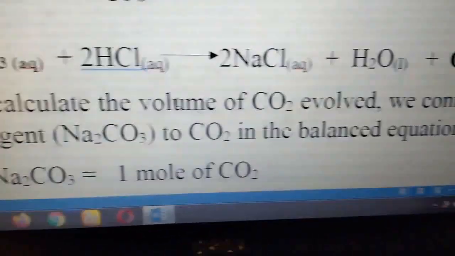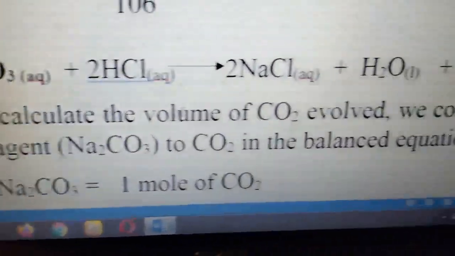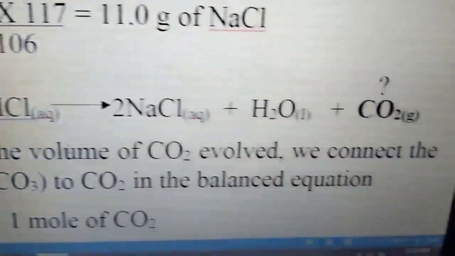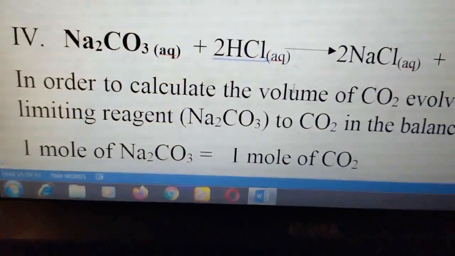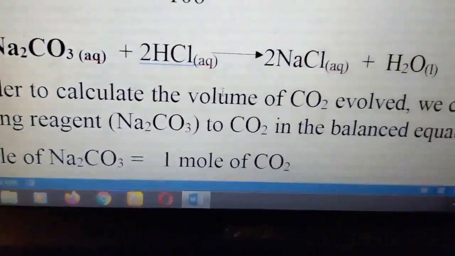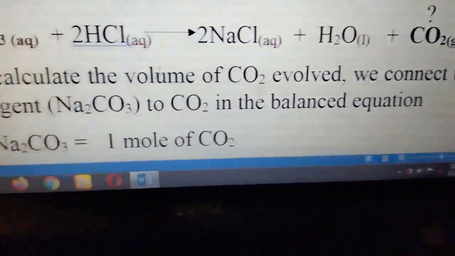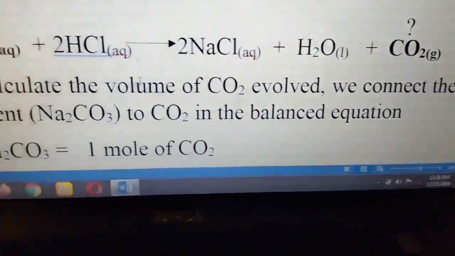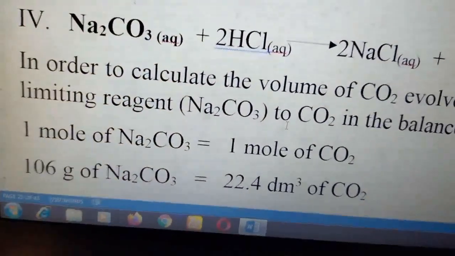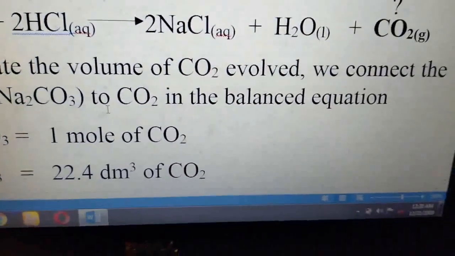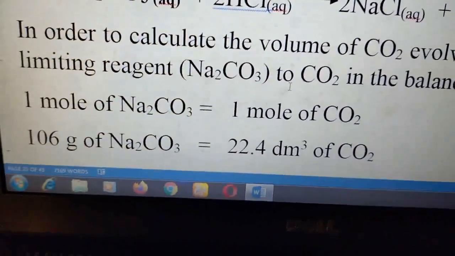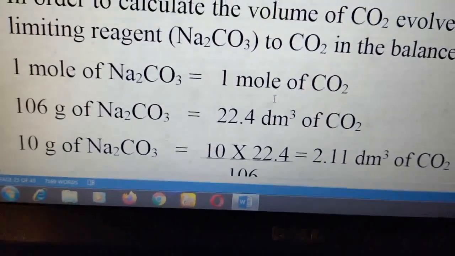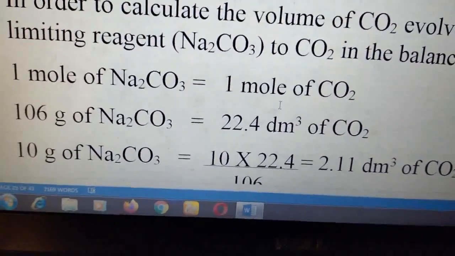the product. So we'll connect sodium carbonate again to CO2. The mole ratio is 1 mole of carbonate to 1 mole of CO2. So in order to calculate the volume of CO2 evolved, we connect the limiting reagent, sodium carbonate, to CO2 in the balanced equation. So we now have 1 mole of sodium carbonate giving 1 mole of CO2. And 1 mole of a compound, as I say, is the molar mass. So replace that 1 mole with 106 grams of sodium carbonate.